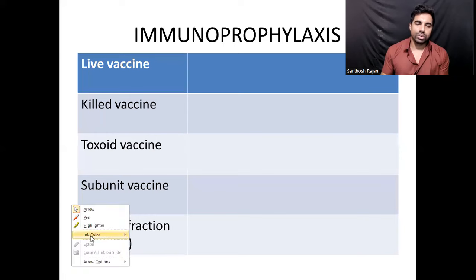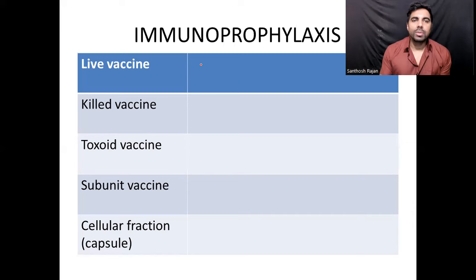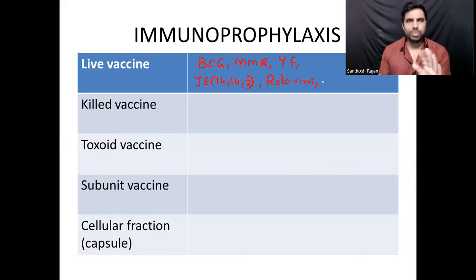In immunoprophylaxis, what is important here is, I'm just rushing here, I don't want to drag more. This you guys know already. When you talk about live vaccines, the common ones are BCG, MMR, yellow fever, Japanese encephalitis, especially the 14-14 two vaccine is live. And then rotavirus vaccine, don't forget, it's also a live vaccine. Chickenpox and influenza are mixed, we have both live and dead, so I'm not going to stress that here.